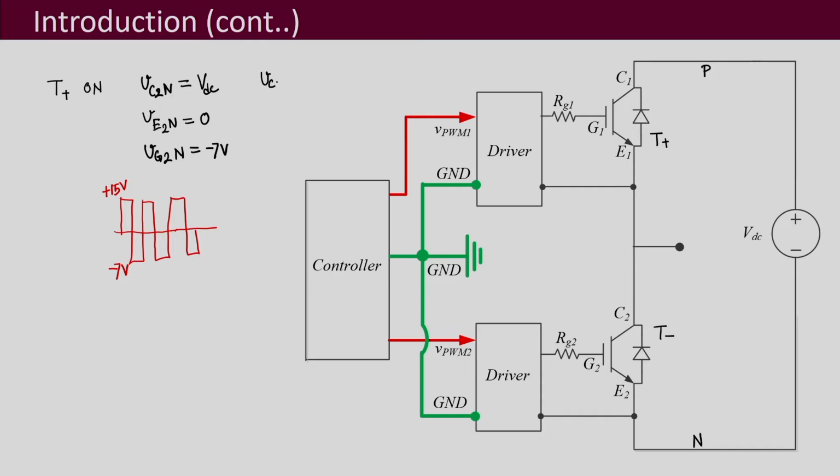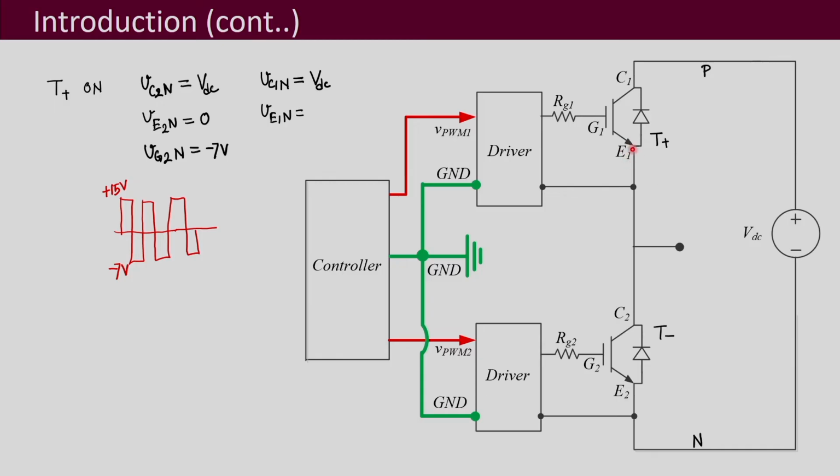Now, let us see the status for the other upper IGBT. VC1N will be equal to VDC, and this point's potential will always be equal to VDC because this is always connected to this bus P. Then next is your VE1N.